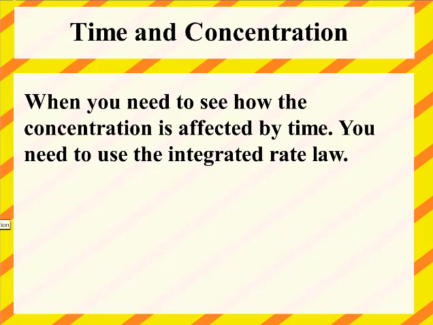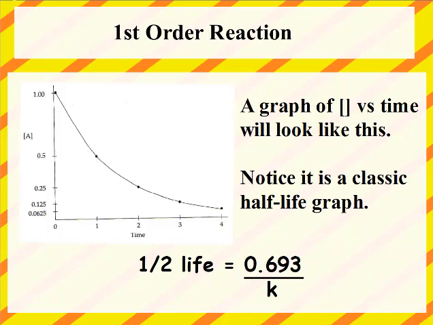So previously we were looking at concentration and rate. Now we're going to be looking at concentration versus time. So if they say anything about how long does it take, we need to be thinking about the integrated rate law. So first order integrated rate law, concentration versus time will look like this. This is a classic half-life graph. Notice it keeps going down by 1/2. This one is 1, 2, 3. So our half-life must be whatever unit this is in, 1 hour, 1 minute, 1 second.